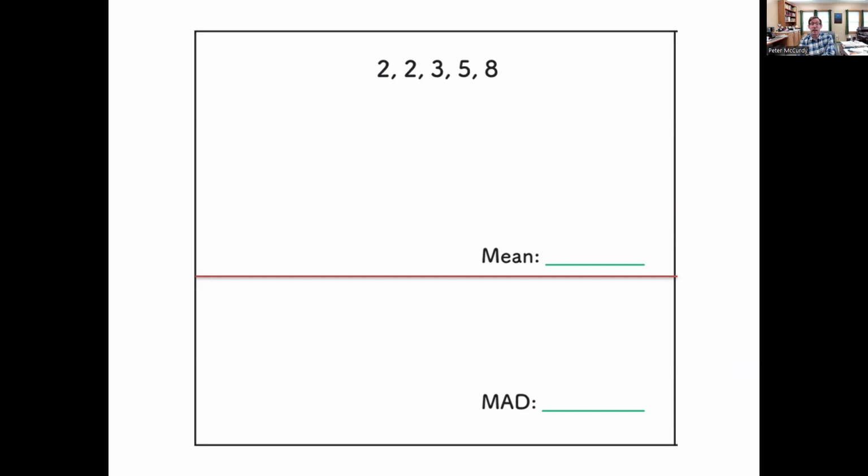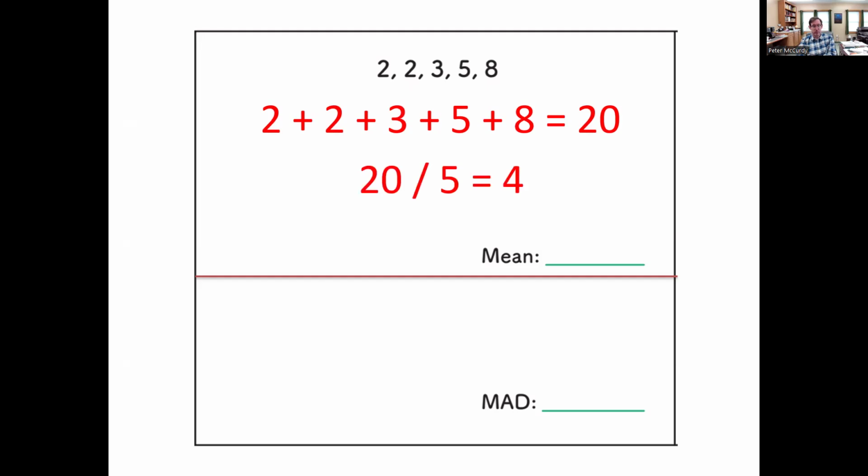So here's our data set: 2, 2, 3, 5, and 8. So again, we're going to find the mean first. I drew that line, you see that red line? I drew that in the box. So I put my mean on top and my MAD on the bottom so I don't get confused. Then I add my numbers together. 2 plus 2 plus 3 plus 5 plus 8 equals 20. And then I take 20, I divide it by 5, and that equals 4. So my mean for this data set is 4.